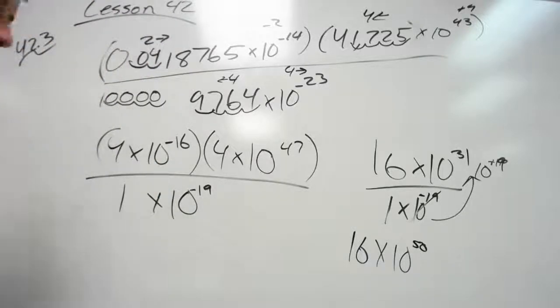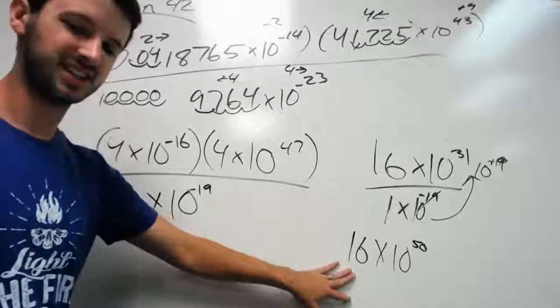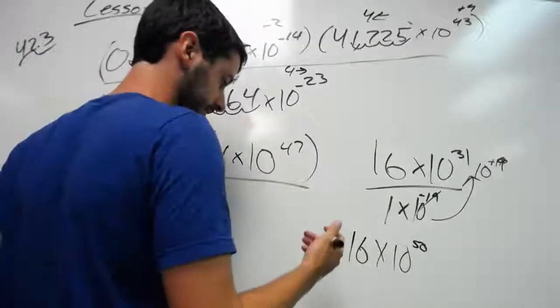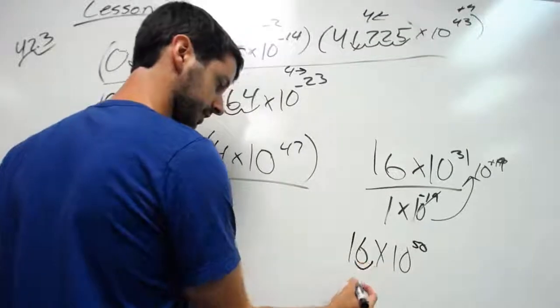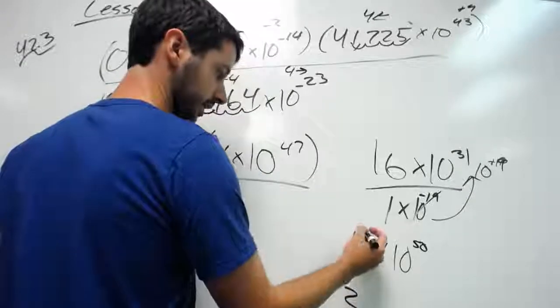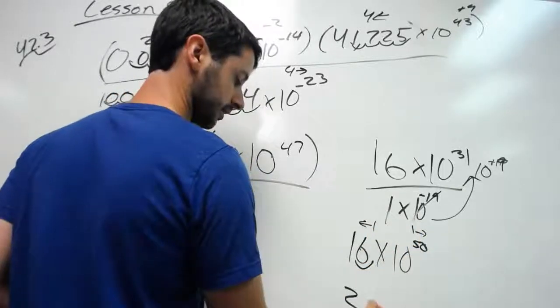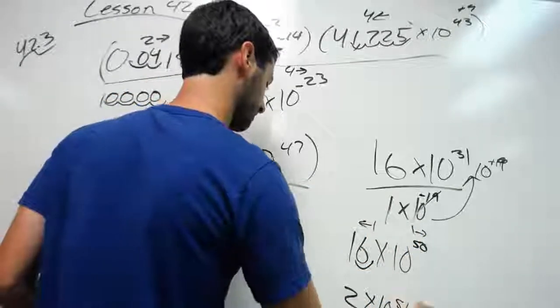So here, we can still estimate this 16. We want to make it estimated. So we move the decimal once. This estimates to a 2, because it would be 20. And then it moves once to the left, so it moves once to the right here. So 2 times 10 to the 51st would actually be our answer.